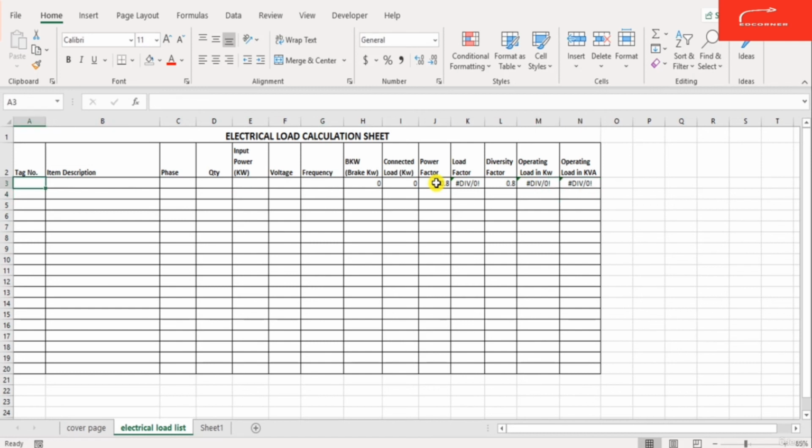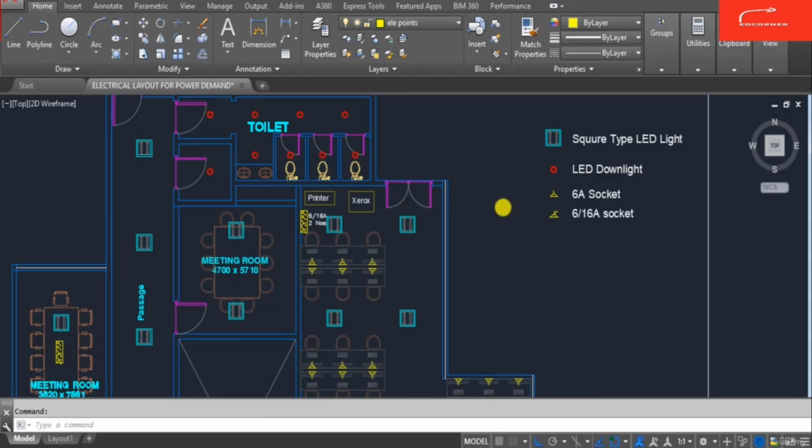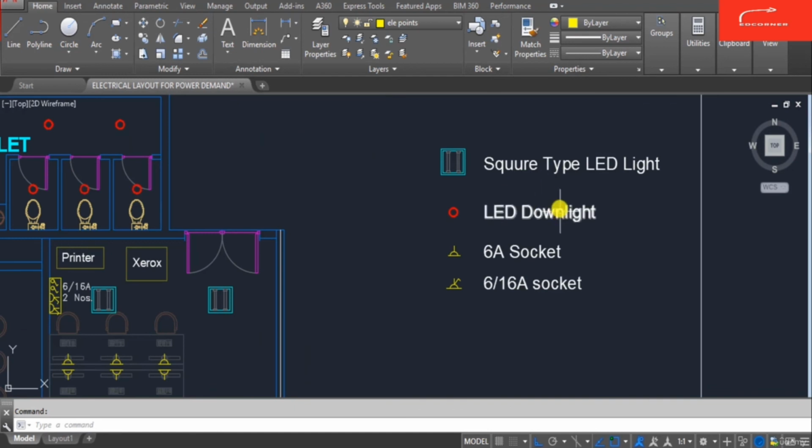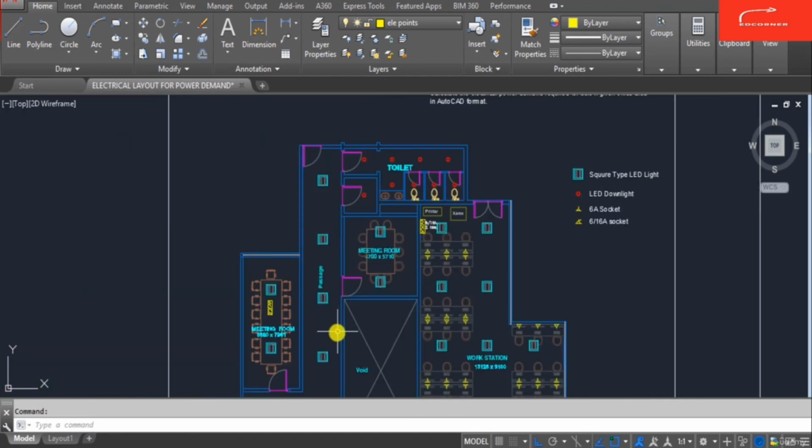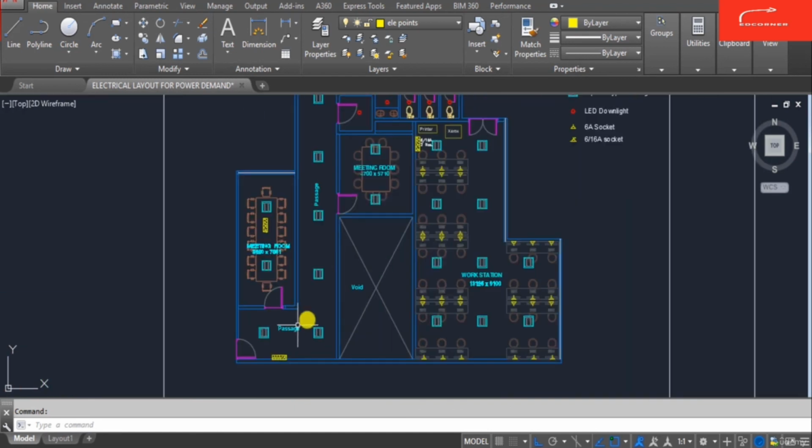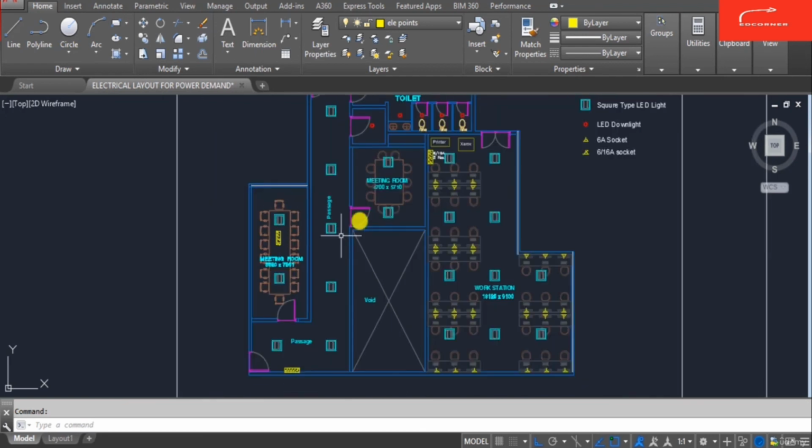So my friends, let us take an example by giving all the formulas. By putting all the formulas into the first row, I will show you one example. For example, this is the square type LED light. This square type LED light is mentioned everywhere in the workstation, passage, meeting room 2. So everywhere there is electrical lighting.